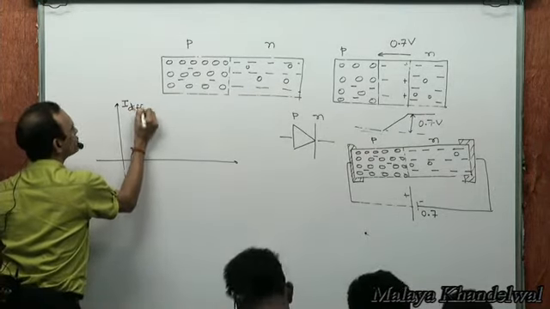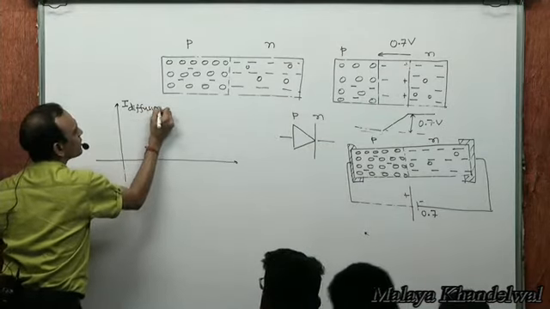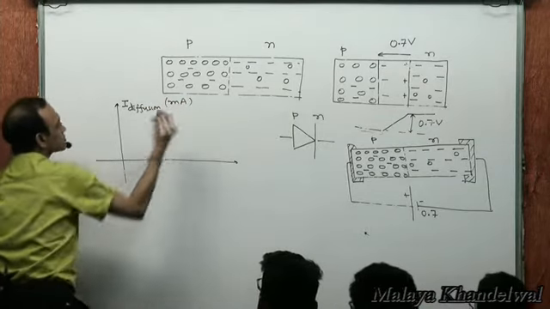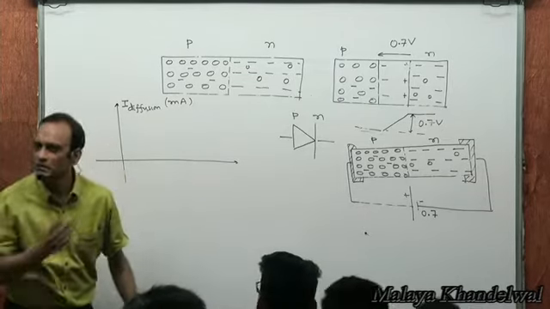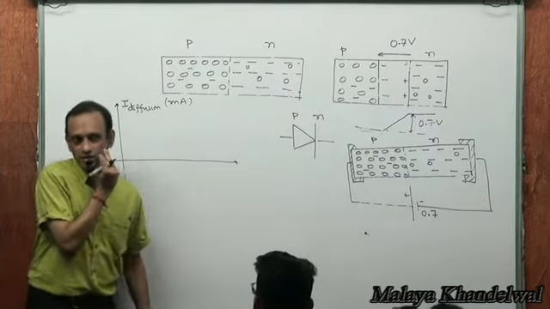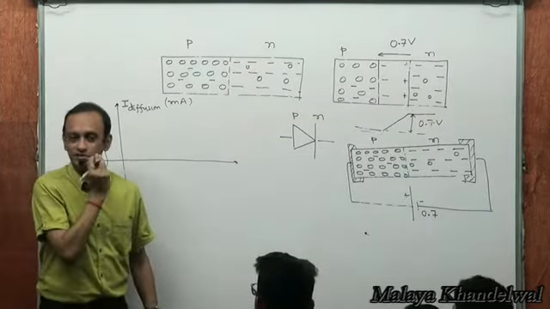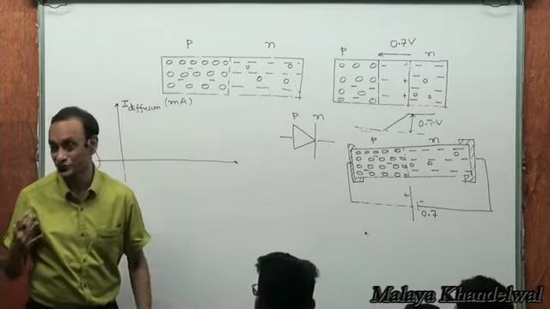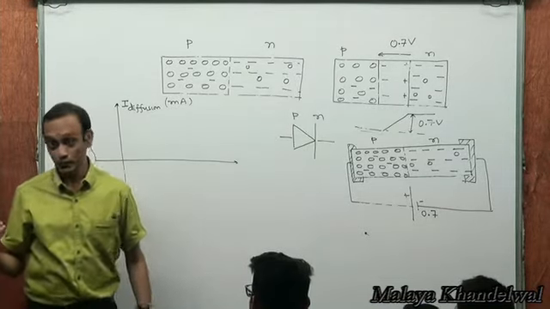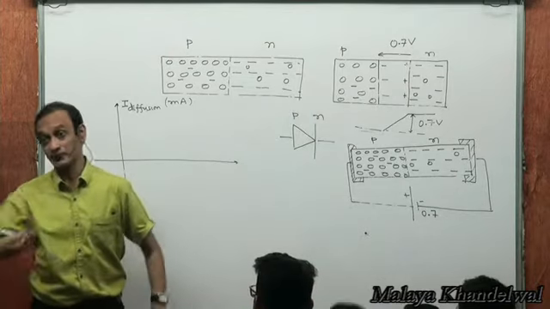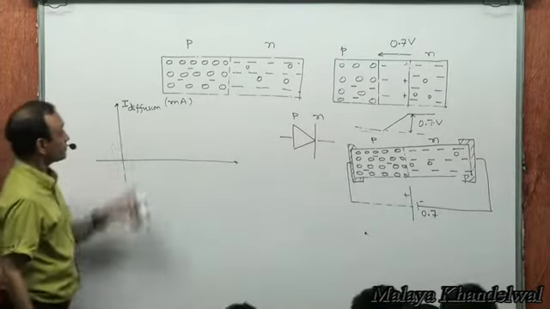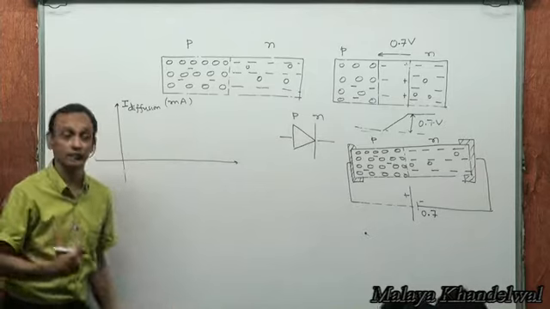and by the way, let me tell you, this diffusion current is typically of the order of milliamps. You know, in semiconductor devices, you don't encounter currents of the order of amps. Amp is a very big unit. In devices, we are talking milliamps and microamps. Okay, so the diffusion current, many milliamps.